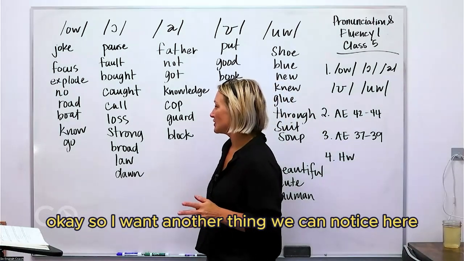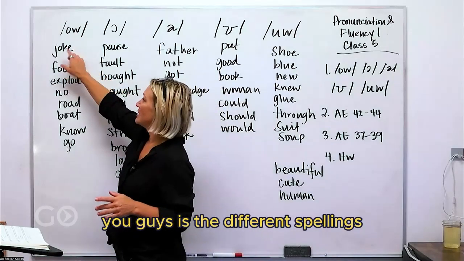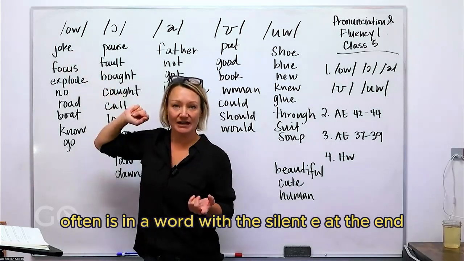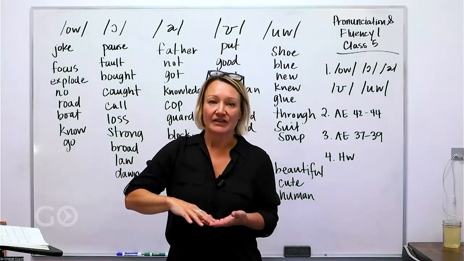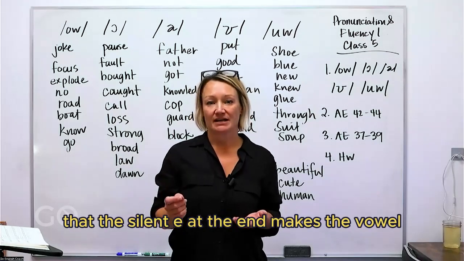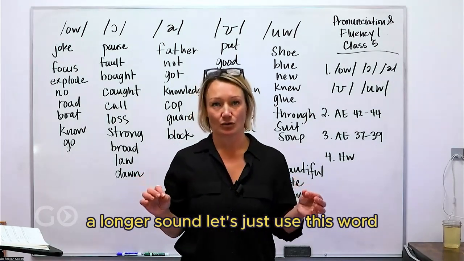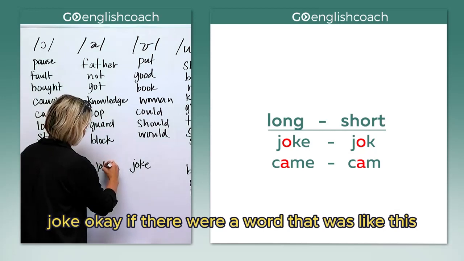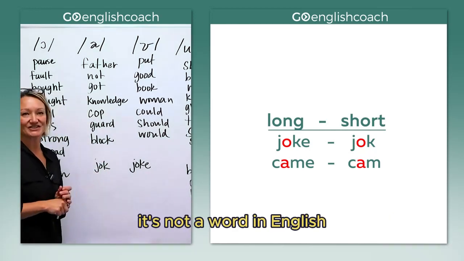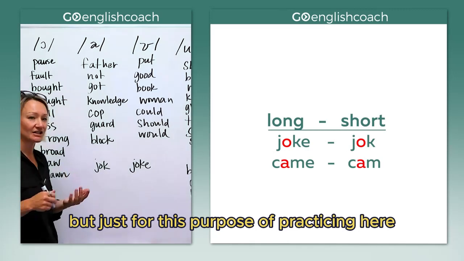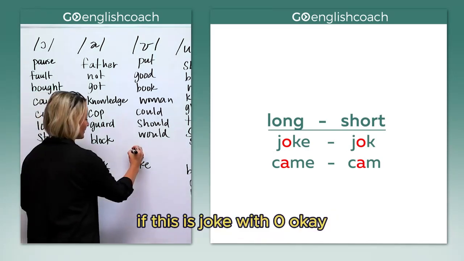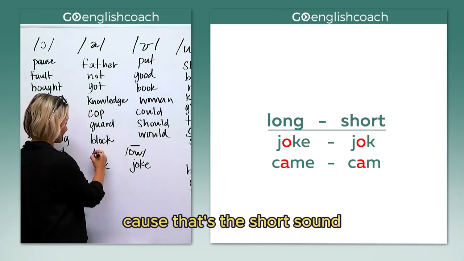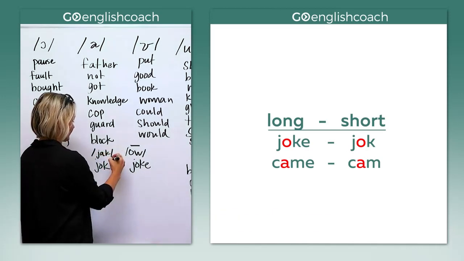Another thing we can notice here, you guys, is the different spellings. So the long O often is in a word with the silent E at the end. Remember the rule that we learned that the silent E at the end makes the vowel a longer sound. Let's just use this word joke. If there were a word like this, it's not a word in English, but just for the purpose of practicing here, if this is joke with O, the long sound, this would be jock, because that's the short sound. That's the spelling of that.